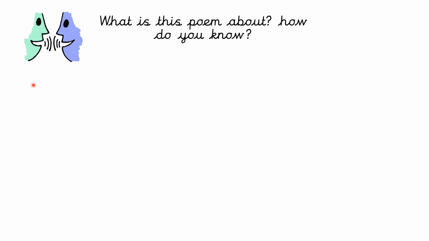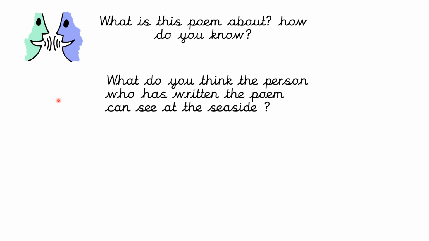Okay. Once you have read the poem, I would like you to discuss with your adult the following questions. What is this poem about and how do you know? I'd like you to justify your answers to your adult by using the word because. So you might say, I think this poem is about because. The next question I'd like you to discuss with your adult. What do you think the person who has written the poem can see at the seaside?